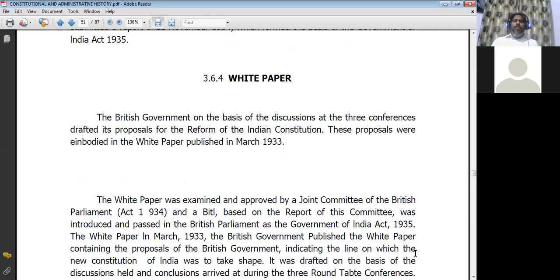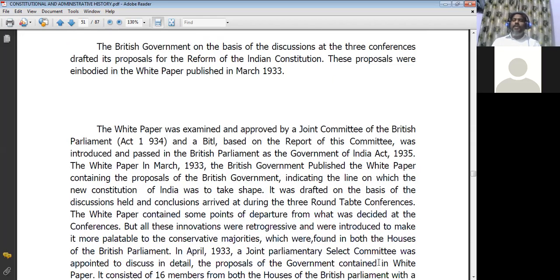The British government, on the basis of the discussions at the three conferences, drafted its proposals for the reform of the Indian Constitution. These proposals were embedded in the white paper published in March 1933. The white paper was examined and approved by a joint committee of the British Parliament, and a bill based on the report of this committee was introduced and passed in the British Parliament as the Government of India Act of 1935.